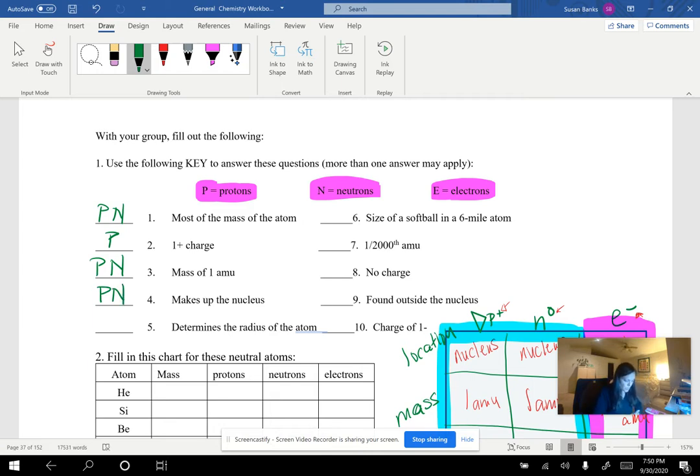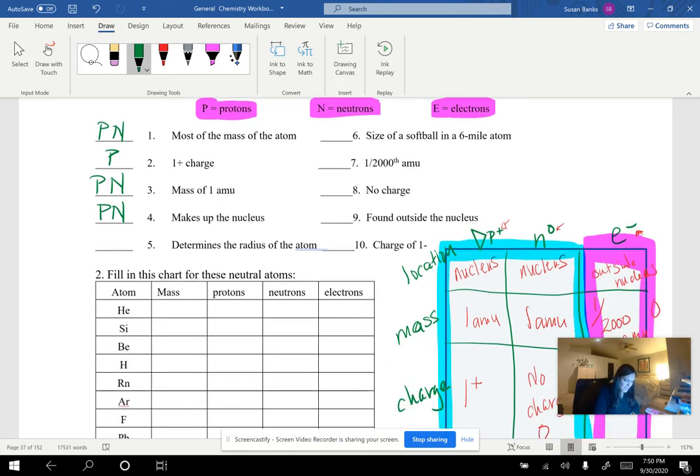Determines the radius, or how far the atom goes outside. What's outside the nucleus? That is the electrons. So the electrons determine the radius of the atom. So if I had something the size of a softball and an atom that was 6 miles wide, that would be the nucleus. Okay, so the protons and the neutrons in the nucleus. So when I put protons and neutrons, I'm really meaning the nucleus.